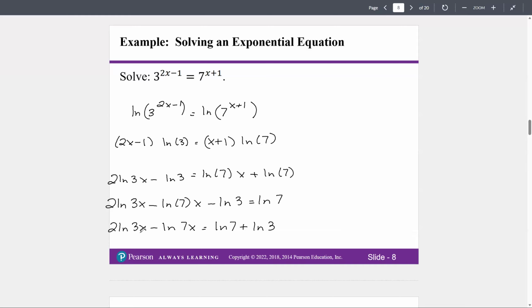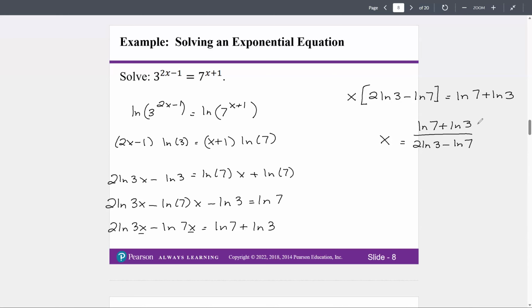So we want to isolate that x. So there's an x here and here. So all I have to do is factor out the x. If I pull out x, then I just have 2 log 3 minus log 7 times the x is equal to log 7 plus log 3. So x, once we divide both sides by 2 log 3 minus log 7, is natural log 7 plus natural log 3 divided by 2 natural log 3 minus natural log 7.